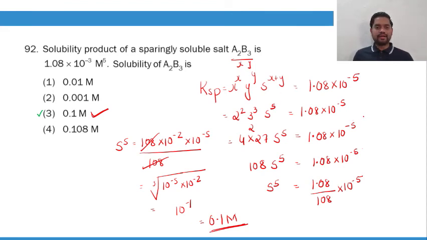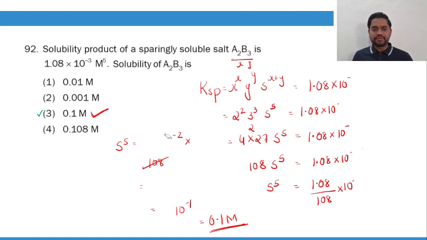Oh wait, how can it be a right answer? Wait, this is 1.08 into 10 raised to minus 3, guys. Please, it is not 10 raised to minus 5. It is 10 raised to minus 3. I guess I have made some mistake over here. Let me cross check the answer once again. Okay.